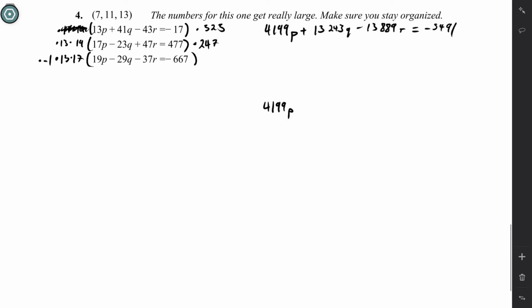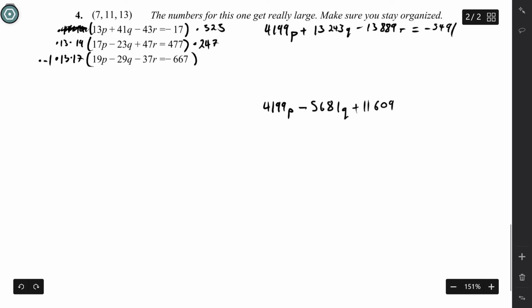Let's see, and that's going to be minus, what's 23 times 247? 5,681. That's Q. That's going to be plus whatever 47 times 247 is, 11,609 R. And that equals, this one's going to be big as well, 447 times 247, 110,409.